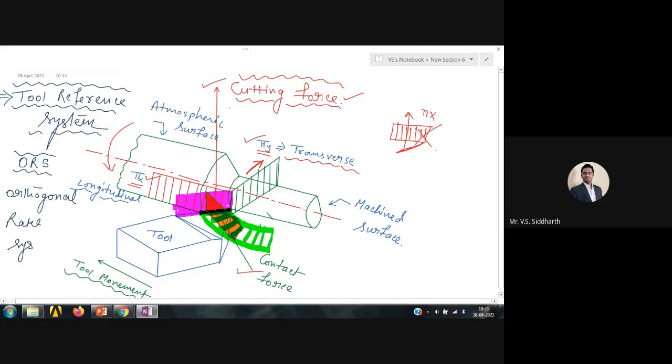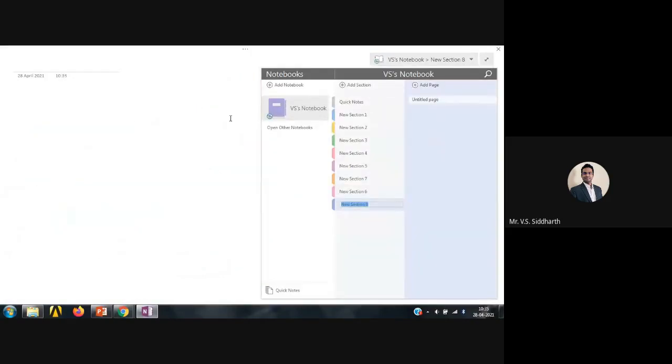Most of you are getting confused, so I will write in one more section. We have discussed the ASA tool signature, right? It was based on which reference system? Machine reference system.